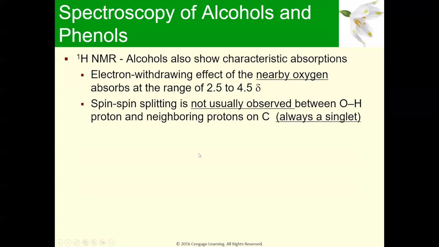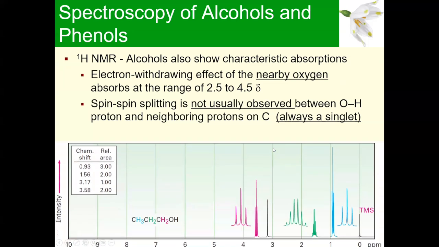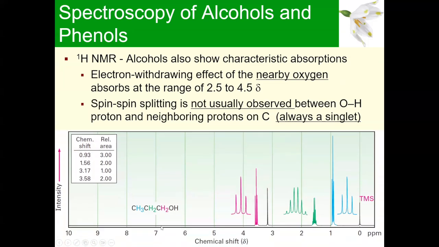Okay, another important thing is that you usually don't observe any splitting between the hydrogen on the oxygen and neighbors. So spin-spin splitting is not usually observed between the OH proton and neighboring protons on carbon. Another way of saying that is that the OH peak itself is always going to be a singlet, and the hydrogens on the neighboring carbons will not be split by the hydrogen on the oxygen. So here's an example of that.